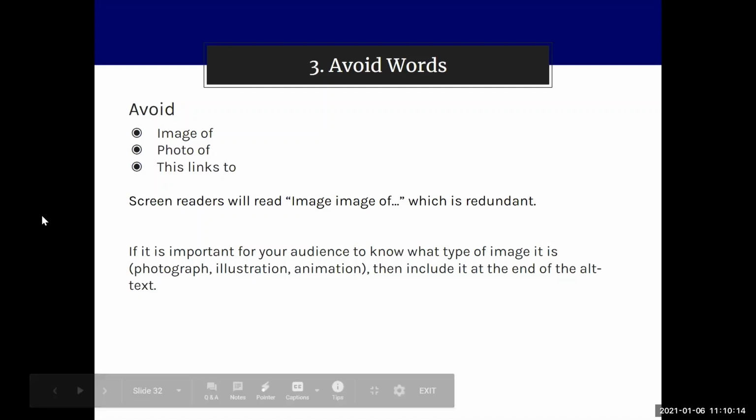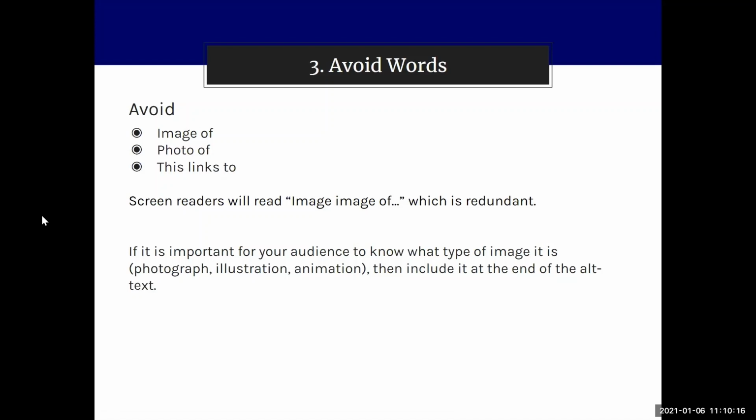When you're describing images, you want to avoid saying image of or photo of or this links to, because the screen reader is already going to read it that way. If it's an image, it's going to say image of, or photo of, or picture of. So if you're describing a picture, you don't want to put picture of in the beginning of that description, because it just gets confusing when it's going through a screen reader.